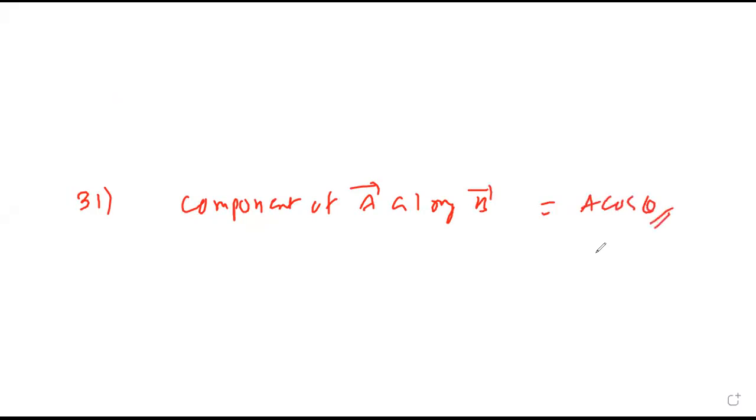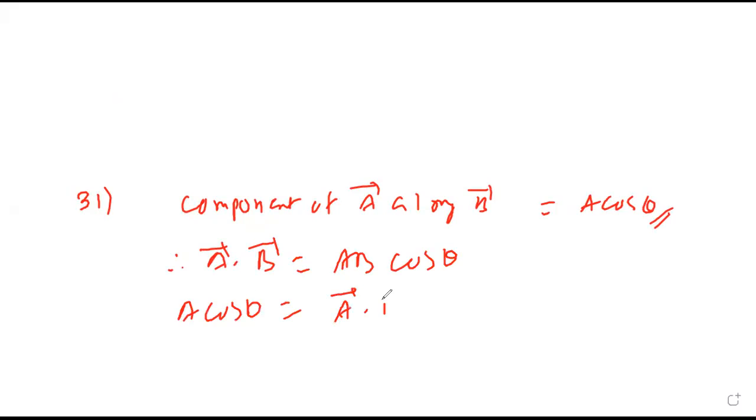Had I told you what is meaning of component? I think this we have written in synopsis. Component of A bar along B bar is nothing but A cos theta. याद है? Yes, sir. Now A bar dot B bar is AB cos theta. Therefore A cos theta is A bar dot B bar upon B.